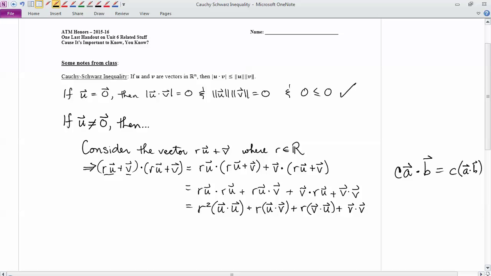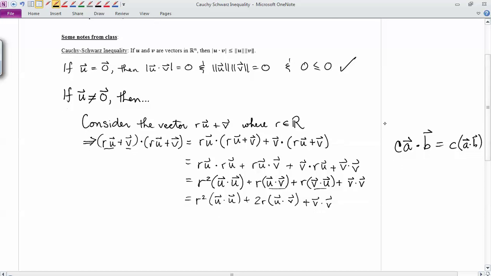All right. So let's see now. Well, u dot v and v dot u are the same. Dot products are commutative. So this is going to then turn into r squared u dot u plus 2r u dot v plus v dot v.